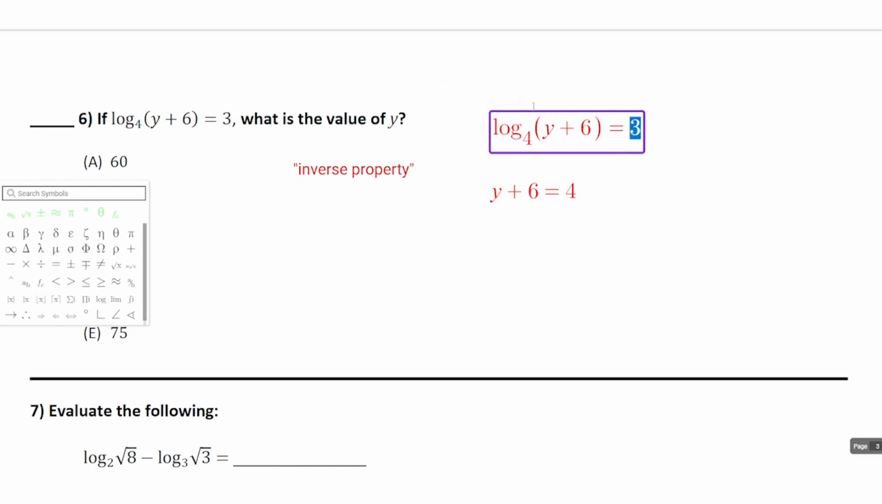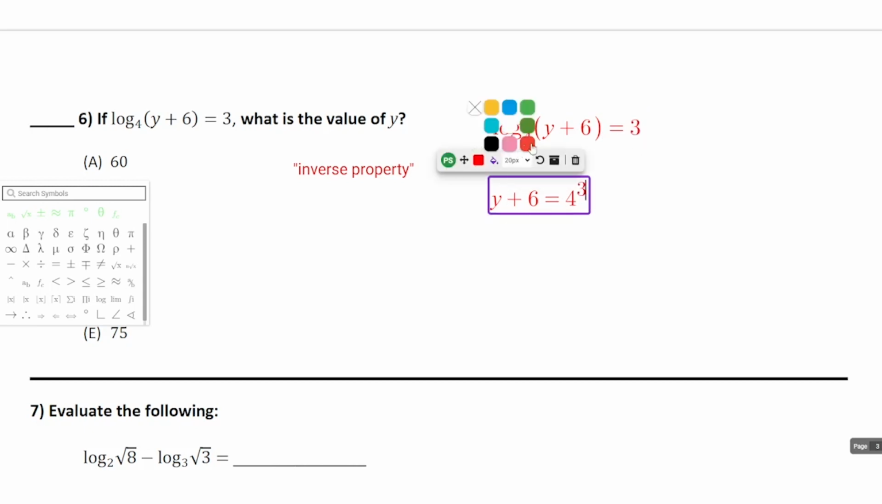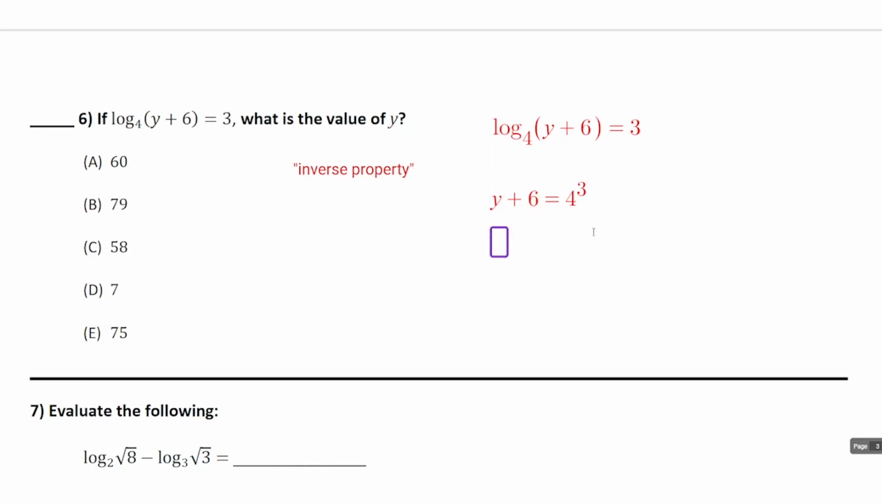So a logarithm is an exponent. Whatever the logarithm equals, that is the exponent. The base is the base in both cases, and then whatever's inside the parentheses, that is the power. So now we can just go through, and this just real quickly turned into a linear equation, so we can solve it like that. Let's see, 4 cubed, 4 times 4 is 16, times 4 is 64. So if we subtract 6 from both sides, we should get 58. And we do see that it's answer choice C.